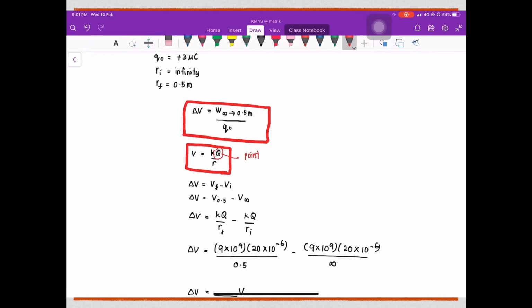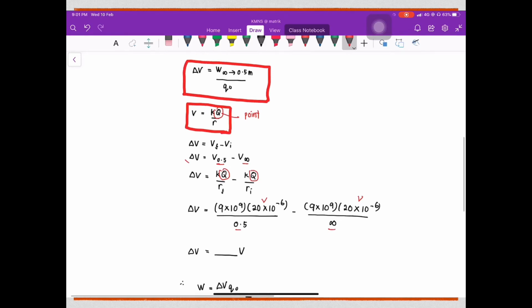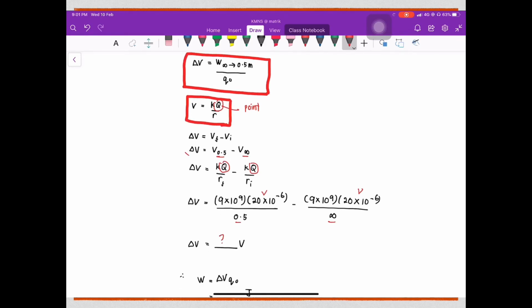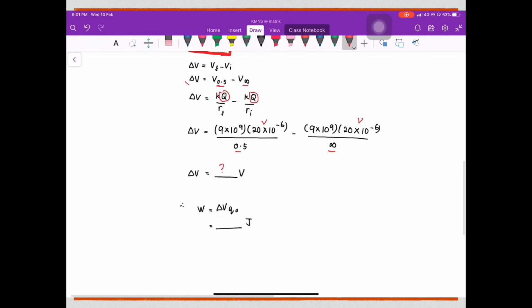Okay, so we need to determine delta V, so final minus initial. Now look at the Q. We only have one point charge, so this is the point charge here. Then the initial distance, and this is the final. So determine your potential difference. After that, use this equation to find the work done in joules.